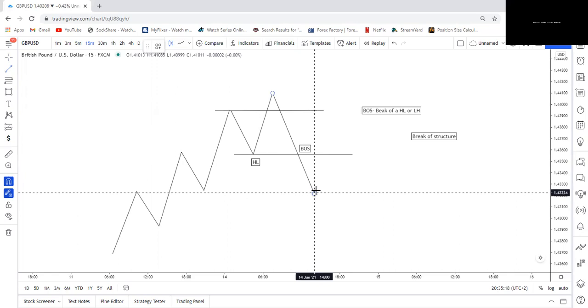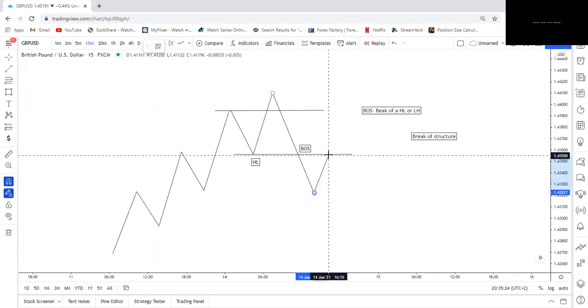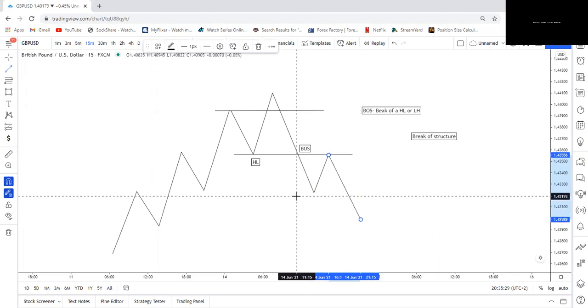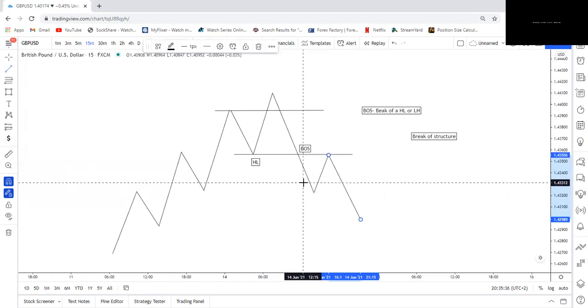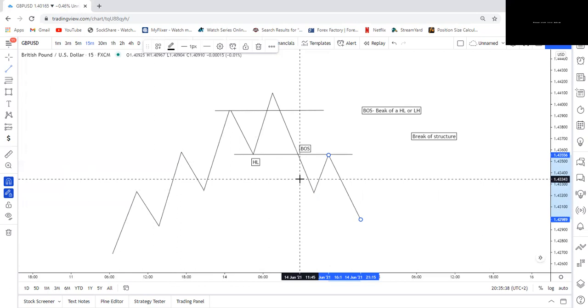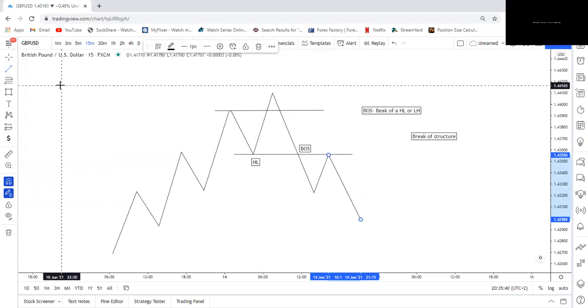Okay, so remember what I mentioned in the first video. The first video mentioned that a trend needs to be confirmed when a low or a high is actually taken out in the market. So this is a break of structure showing that there is intent from sellers.